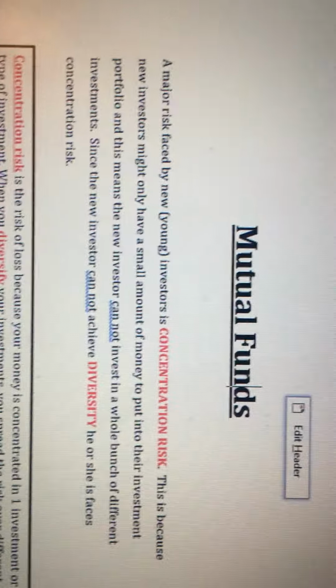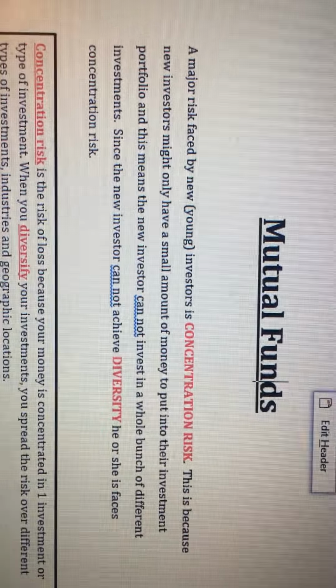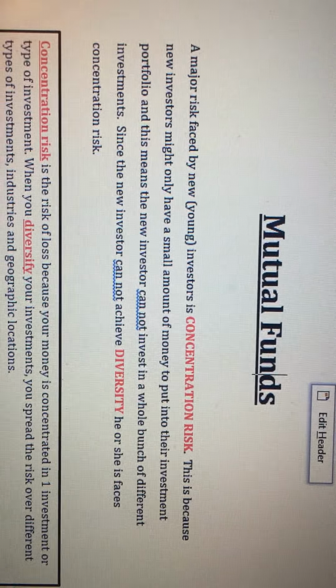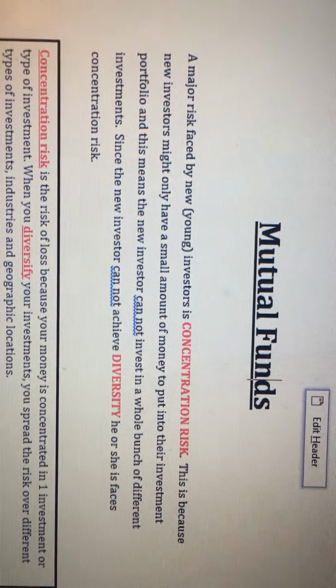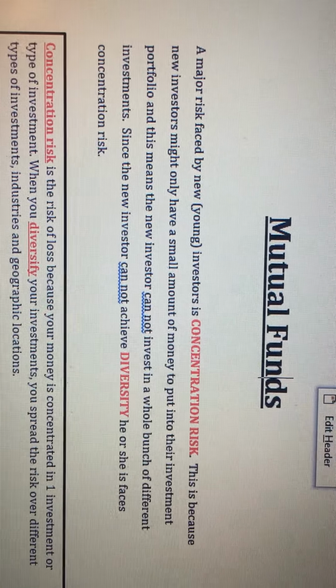All right. The notes, you're going to go over yourselves, but I want to mention some areas. So, mutual funds. Remember, we keep talking about diversity. Diversity reduces risk in investing. Well, mutual funds are a great tool to diversify.